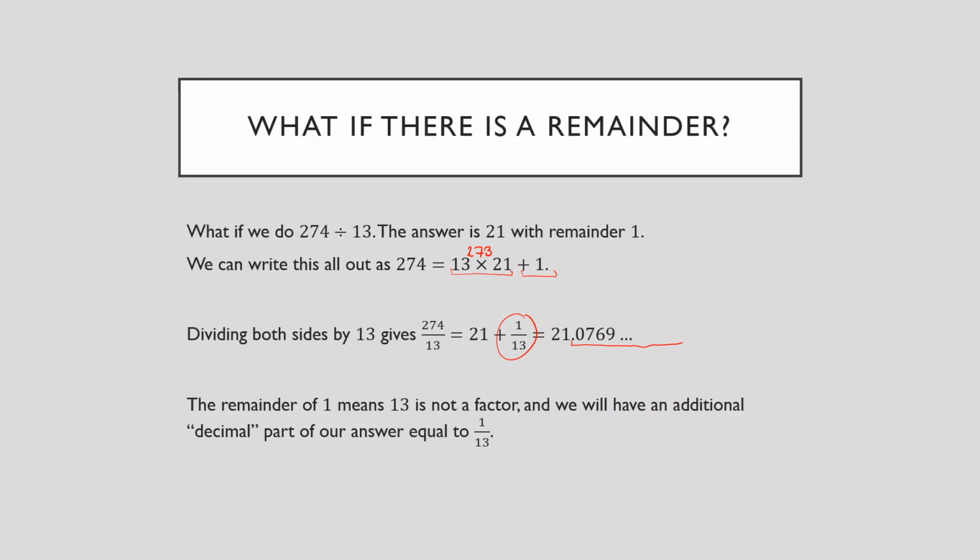Just like with our original 16 divided by 3 problem, what this division is telling us is that we've got 13 groups, each with 21 objects in them, and then we have to share this one remaining object that's left over into these 13 groups. So we have to split that one remaining object into 13 parts to share it equally between all of them. And that's what that decimal part is referring to.